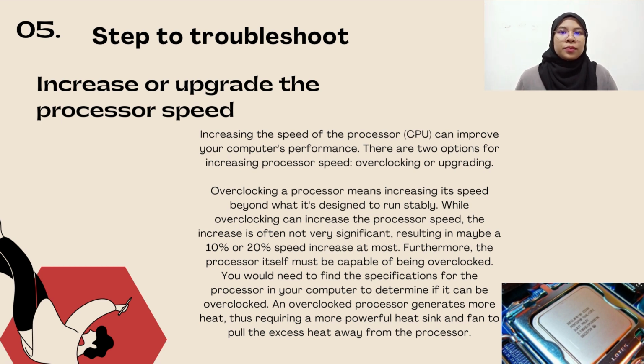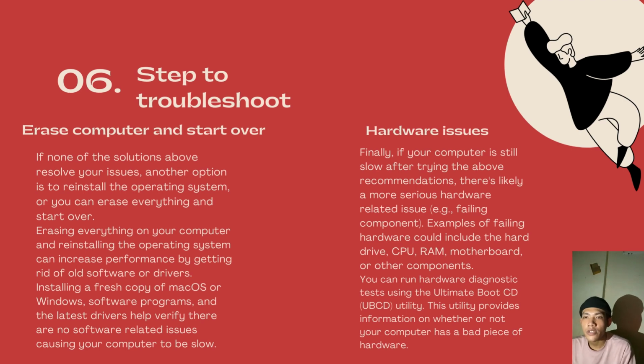Furthermore, the processor itself must be capable of being overclocked. You would need to find the specifications for the processor in your computer to determine if it can be overclocked. An overclocked processor generates more heat, thus requiring a more powerful heatsink and fan to pull the excess heat away from the processor.